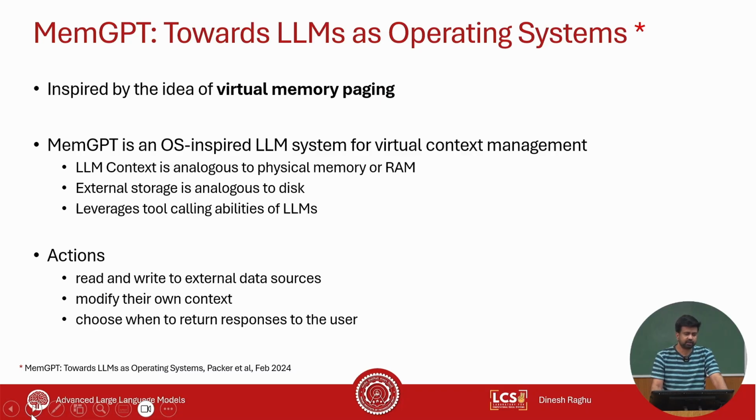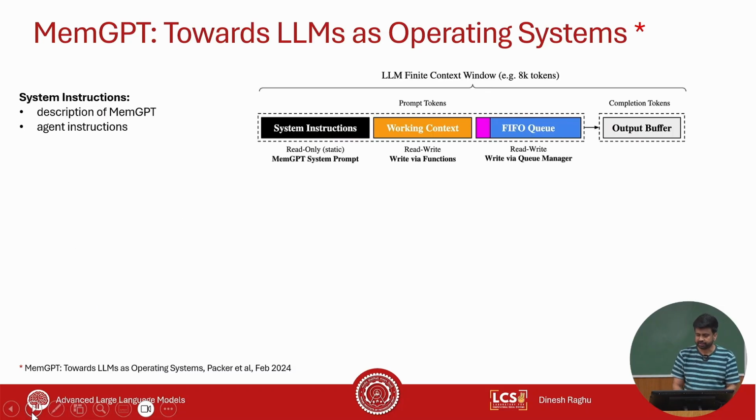Now they also have some prompts and ready-to-use resources available which you can use and plug your agent design into, right? So let's see how it looks. They are logically dividing the context into three parts. One part is called the system instructions. This is a read-only part. You cannot write to it, and what it typically contains is the instructions for the agent that you have.